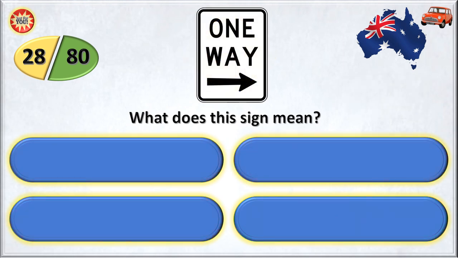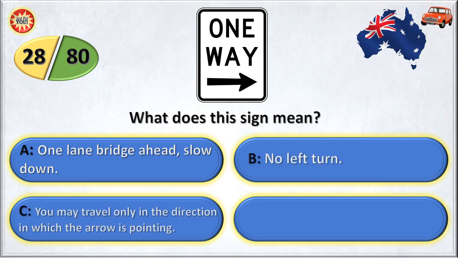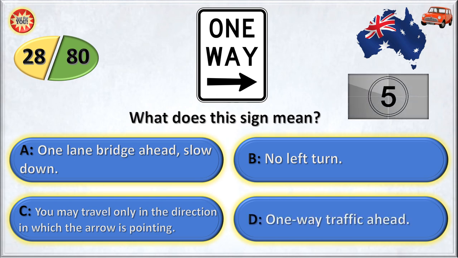What does this sign mean? One-lane bridge ahead, slow down. No left turn. You may travel only in the direction in which the arrow is pointing. One-way traffic ahead. You may travel only in the direction in which the arrow is pointing.